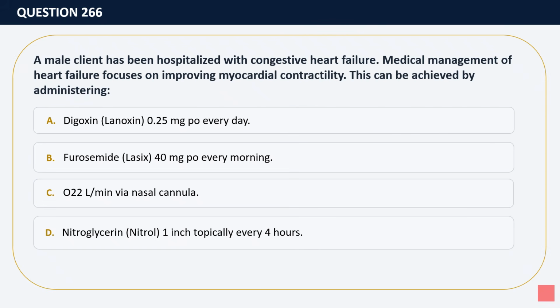Question 266. A male client has been hospitalized with congestive heart failure. Medical management of heart failure focuses on improving myocardial contractility. This can be achieved by administering A. Digoxin, Lanoxin, 0.25 mg every day. B. Furosemide, Lasix, 40 mg every morning. C. Oxygen at 2 L/min via nasal cannula. D. Nitroglycerin, Nitrol, 1 inch topically every 4 hours.